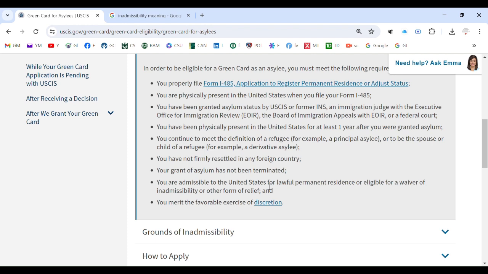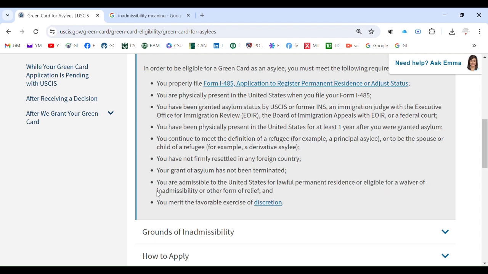Then you are admissible. If you are somehow banned for 10 years or 3 years from the United States, then you cannot enter. If there is no ban, then it's okay. Or if you are not a criminal, if you are not an international mafia donor, if you are not a security concern for the USA, or if you are not likely to become a public charge, like you will spend the government's money and you will not earn money here, you will just stay and enjoy the benefits. If that is the situation, then you are not admissible, okay? Or you will not get the waiver of inadmissibility.